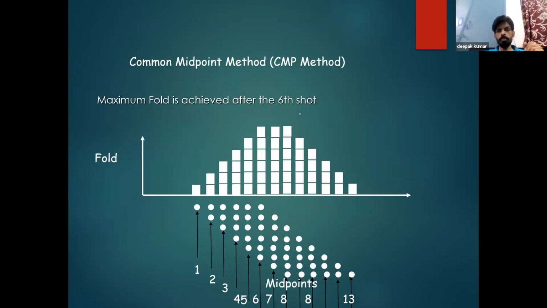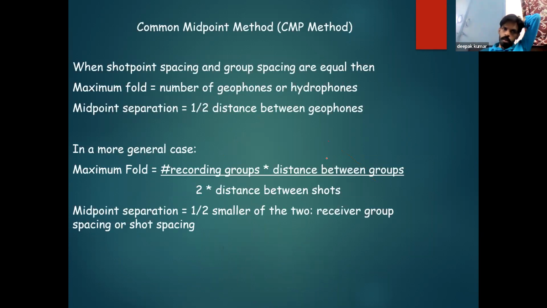Okay. So the maximum fold achieved here is 6, because these midpoints have been sampled 6 times. Okay, and as we move to either side, the data sampling of the common CDP or CMP, common midpoint, is decreasing or tapering down. So the maximum fold is the recording group distance divided by the shot distance divided by 2. Yesterday we saw this. This will give you the maximum fold. This is the simplest formula. Yesterday we talked about it and took many things into consideration, but if you want to understand this with this formula, you can understand the fold of seismic data acquisition. Okay.